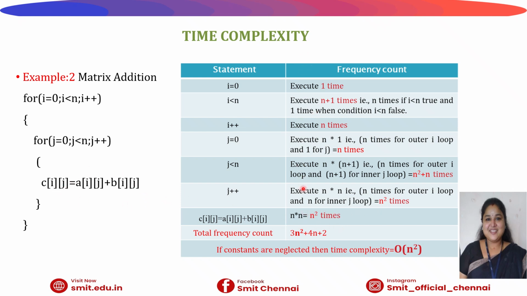When we sum up all the statements, we get 3n square plus 4n plus 2. So we neglect all the constant values. n square plus n is the remaining value. When compared, n square takes the maximum time, so we are going to use this as the time complexity. That is, the time complexity of matrix addition is order of n square.